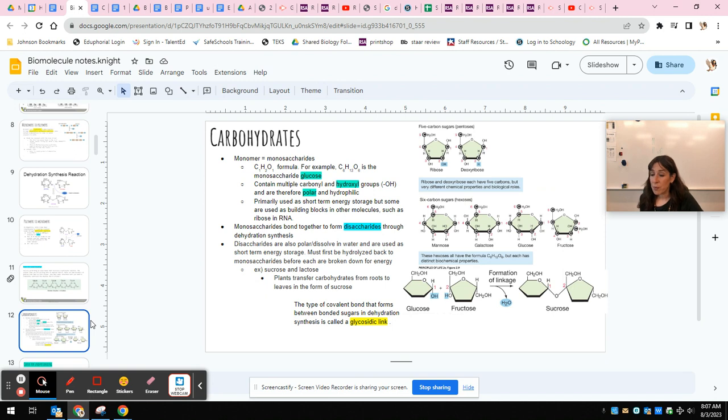Monosaccharides contain multiple carbonyl and hydroxyl groups. Therefore, they are polar and hydrophilic.